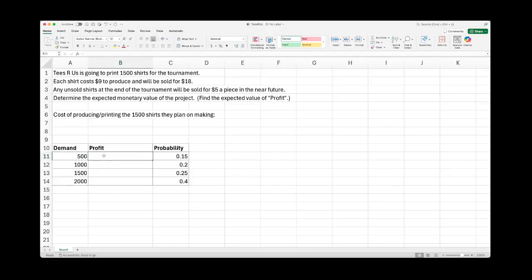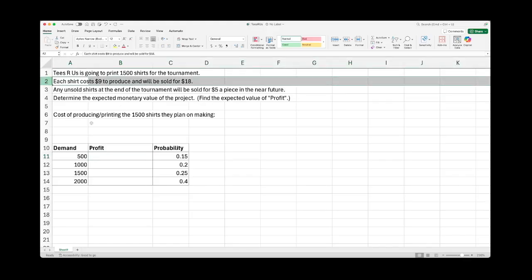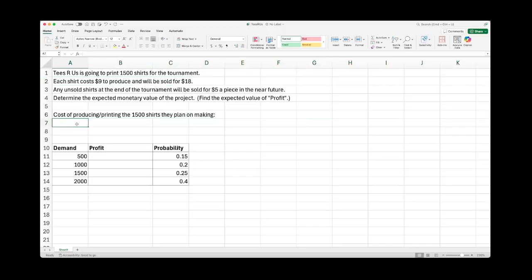So we have this kind of fixed cost up front. So we're producing 1,500 shirts, and each shirt costs $9 to produce. So we're making 1,500 of them, and so we'd multiply by 9 to get the cost of the shirts that they plan on making. That's a fixed cost. We're doing that no matter what. Now, let's go to profit here.